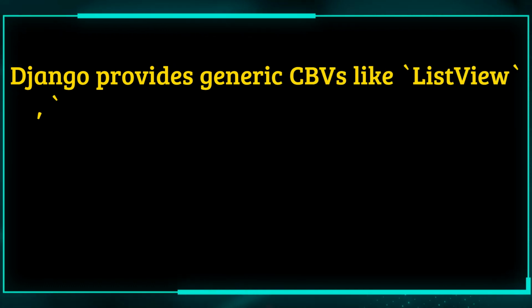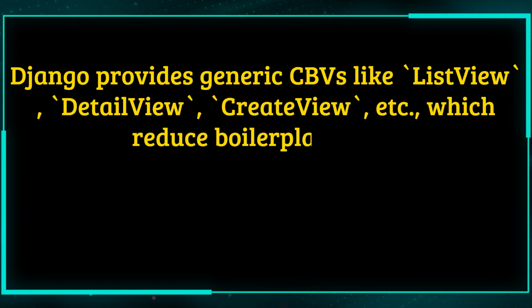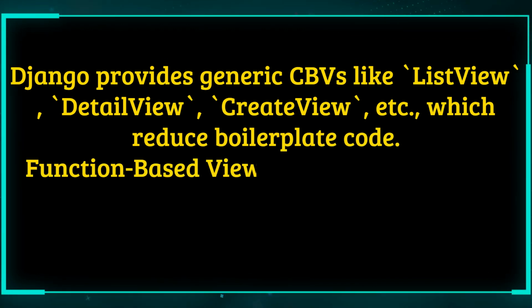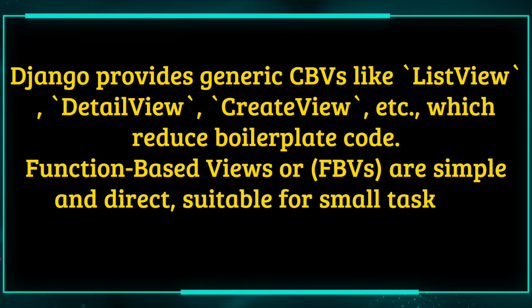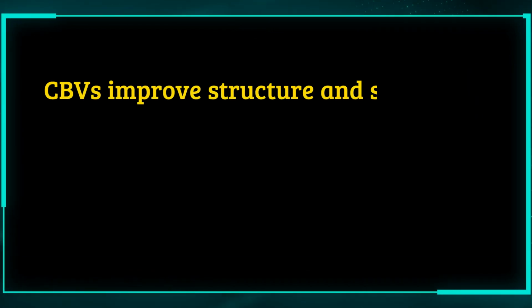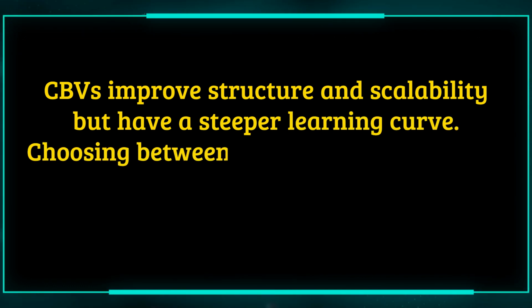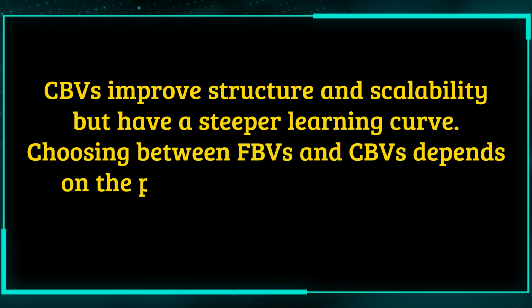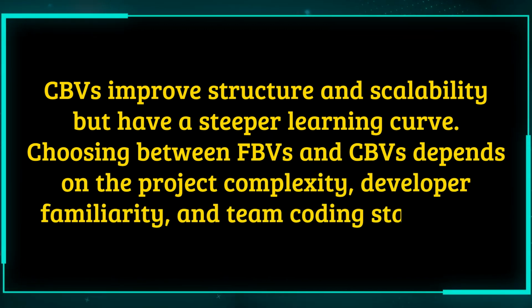Django provides generic CBVs like ListView, DetailView, CreateView, etc., which reduce boilerplate code. Function-based views, or FBVs, are simple and direct, suitable for small tasks or where full control over logic is needed. CBVs improve structure and scalability but have a steeper learning curve. Choosing between FBVs and CBVs depends on the project complexity, developer familiarity, and team coding standards.